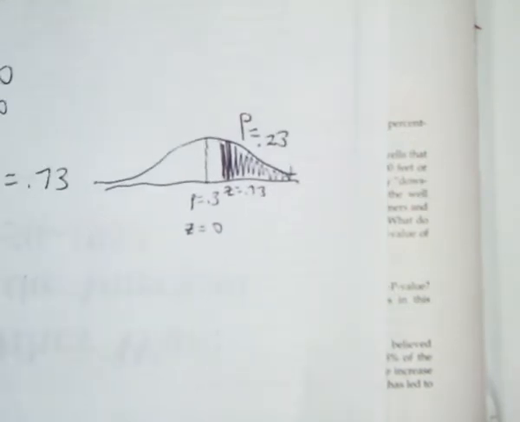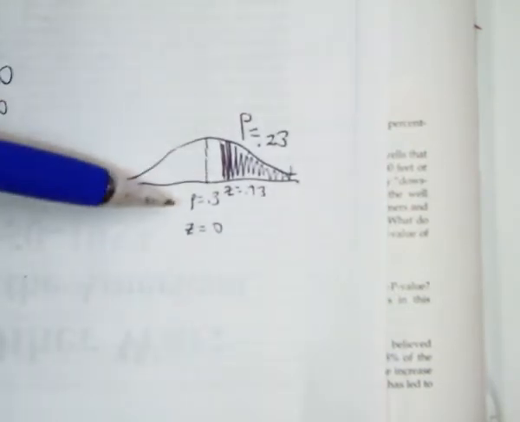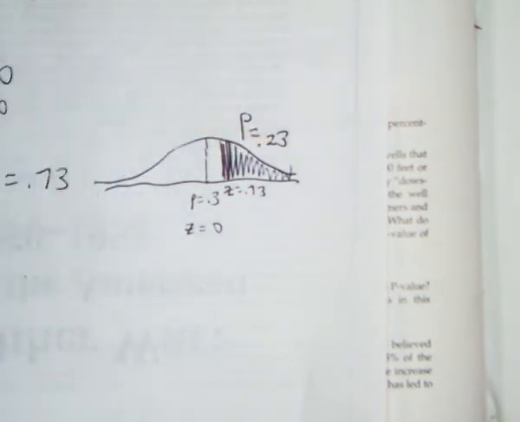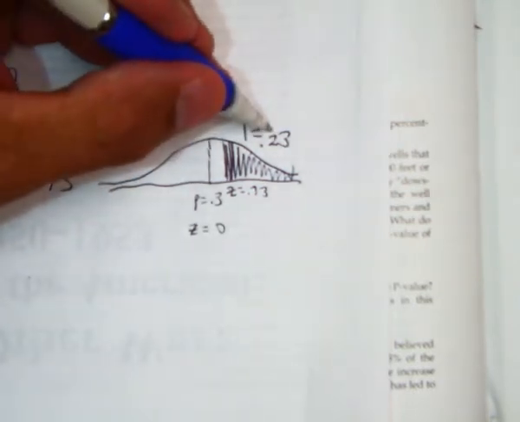So part D says, explain carefully what this p-value means. Okay, well, what it means is if the probability of success truly is 0.3, then there's a 23% chance that this guy will get a p hat of 0.3375 or higher. Okay, which means that that's not highly unlikely.